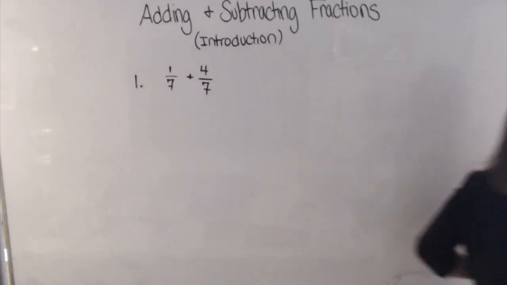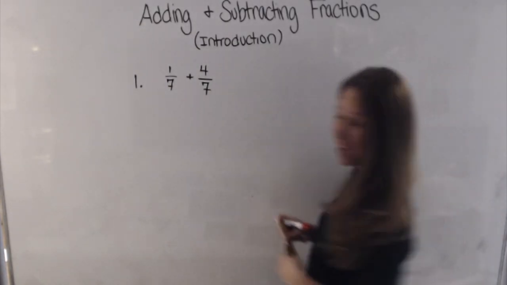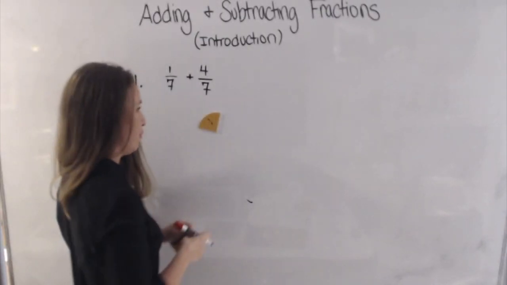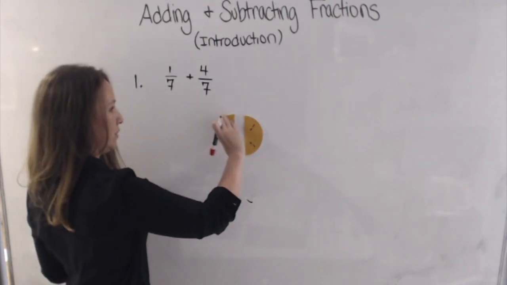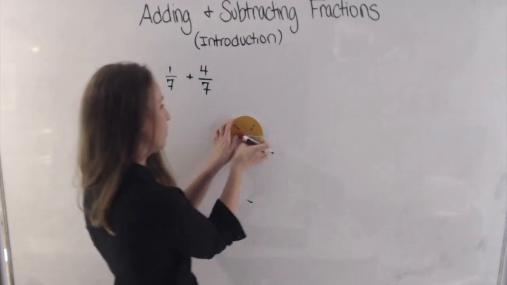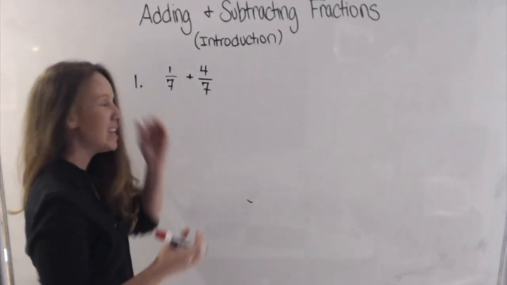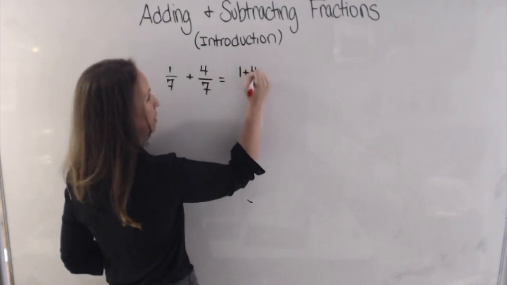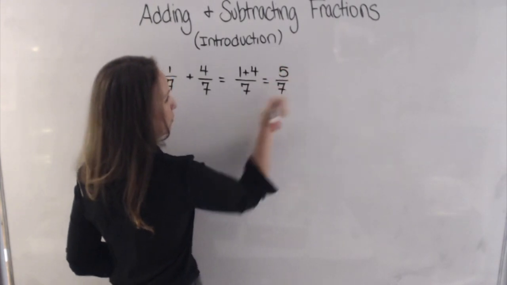For example, if I have 1/4 and then I have 2/4, what do I have? 3/4, okay? So my denominators don't change when I add fractions. I only change my numerator. What I do is 1 plus 4 over 7, which is 5/7.